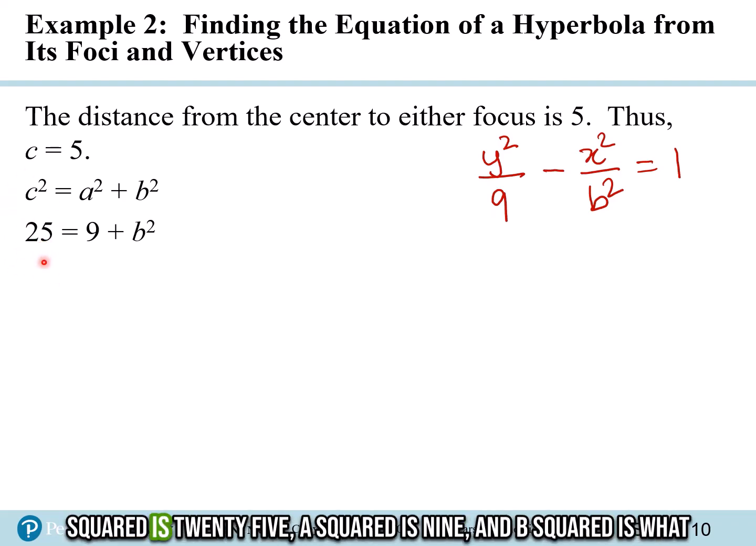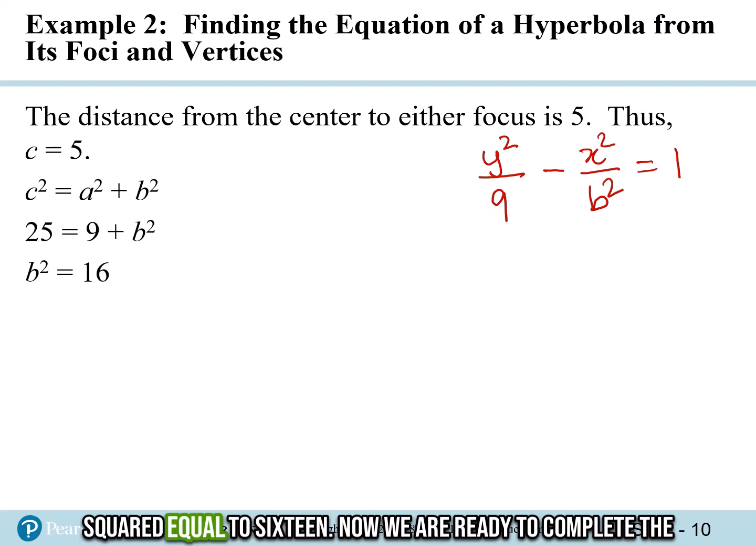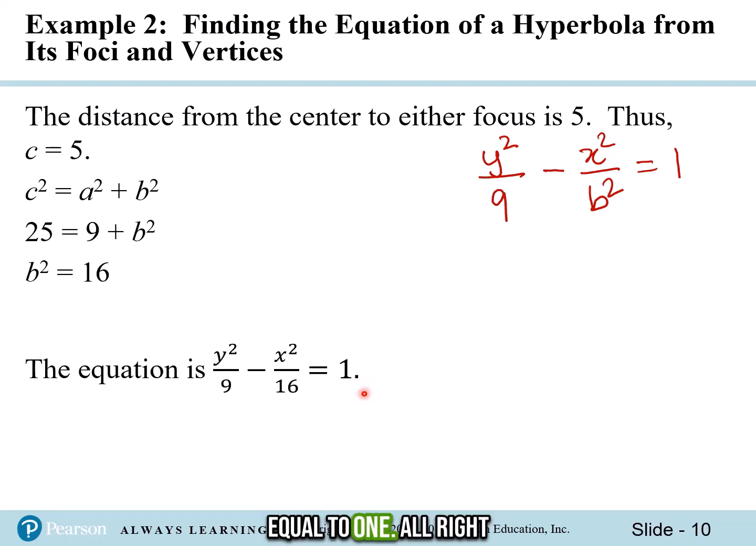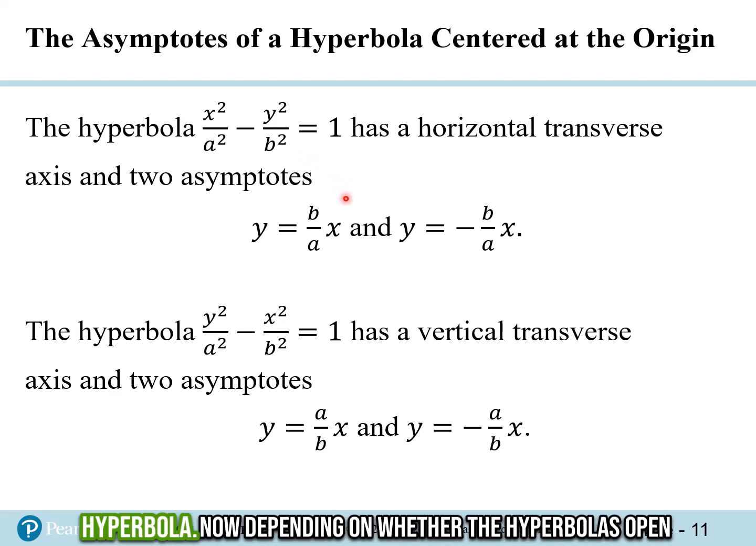C squared is 25, a squared is 9, and b squared is what we will be finding. Therefore, solving for b squared, we get b squared equal to 16. Now we are ready to complete the equation, which is y squared divided by 9 minus x squared divided by 16 equal to 1.